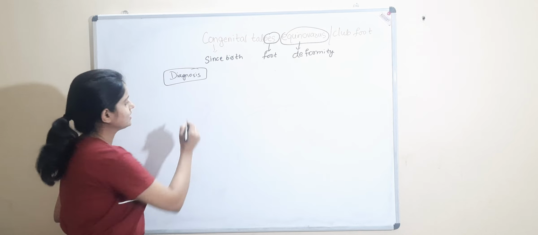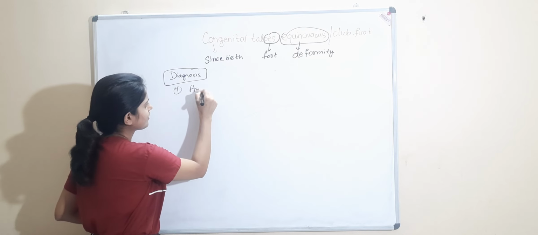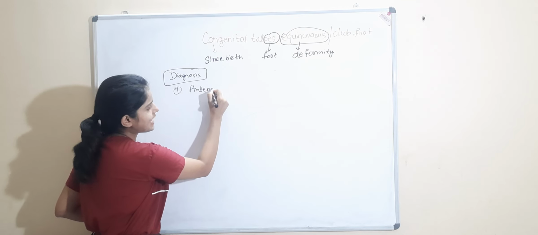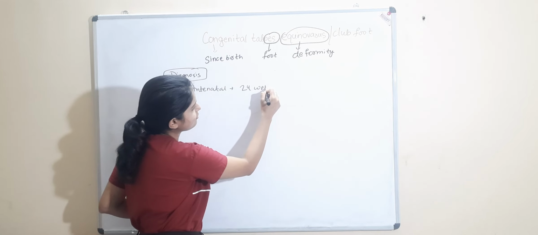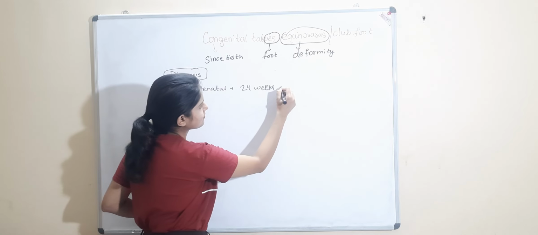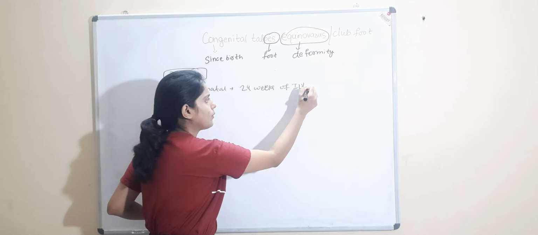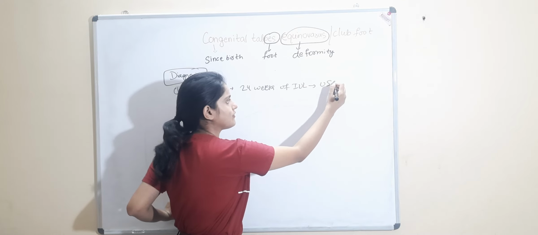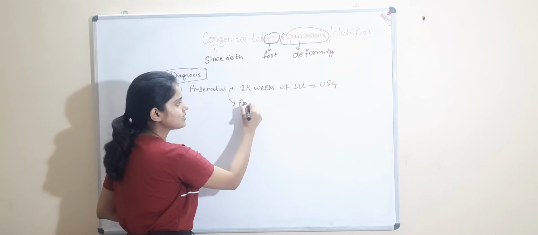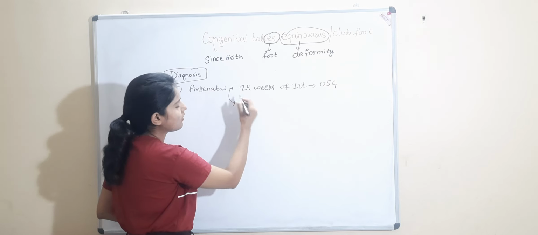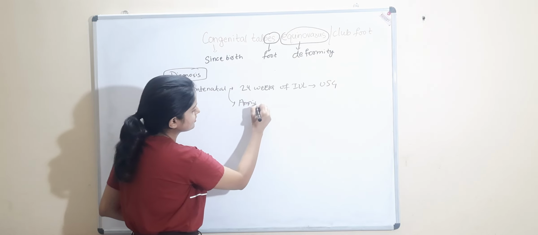Talking about diagnosis, in antenatal, at 24 weeks of intrauterine life, we can perform ultrasonography and we can also do amniocentesis to see association of other congenital anomaly.